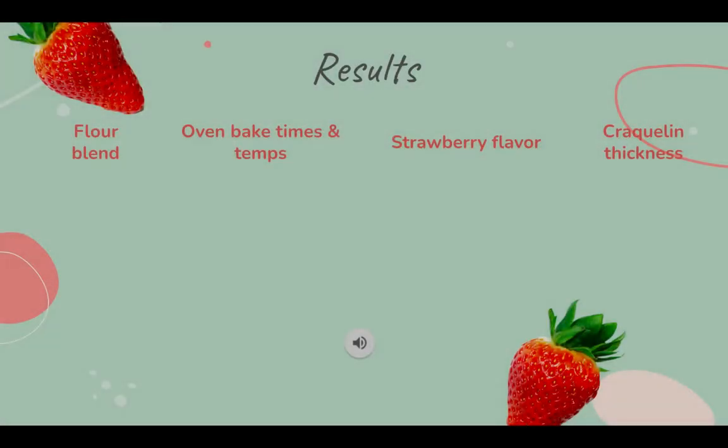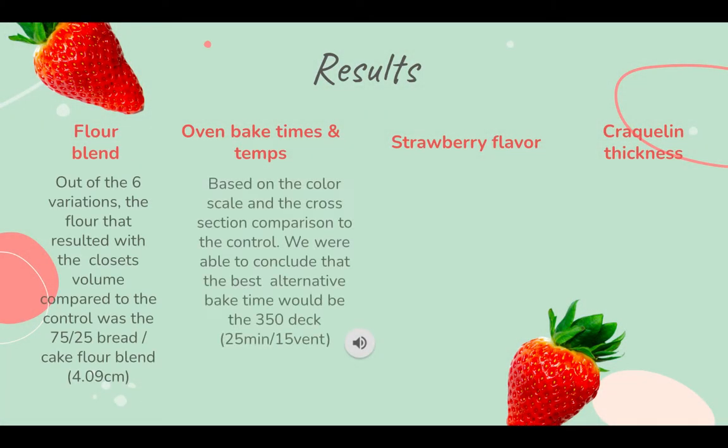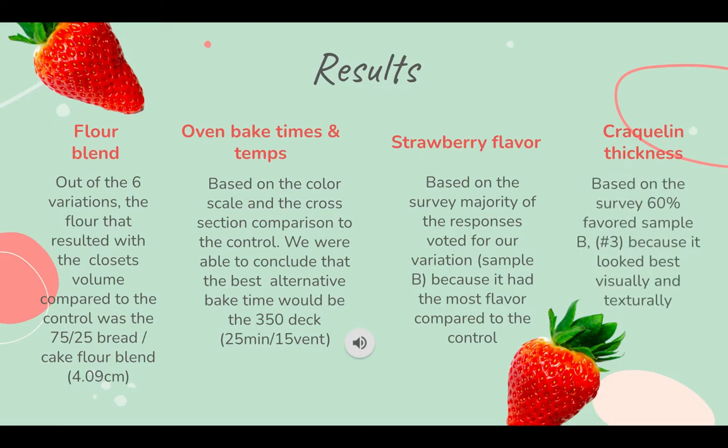Results. For the flour blends, out of the 6 variations, the flour that resulted in the closest volume compared to the control was the 75-25 bread and cake flour blend, totaling 4.09 centimeters, whereas the control was 5 centimeters. Oven bake times and temps. Based on the color scale and the cross-section comparison of the control, we were able to conclude that the best alternative bake time would be the 350 deck for 25 minutes and a vent for 15 minutes.